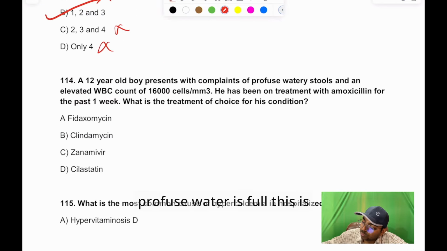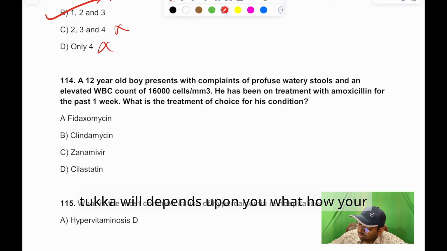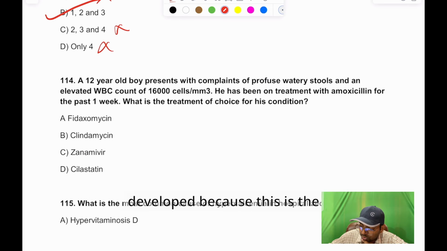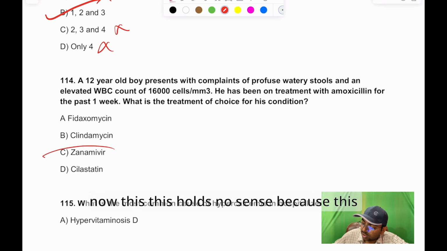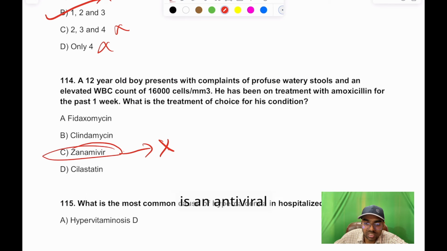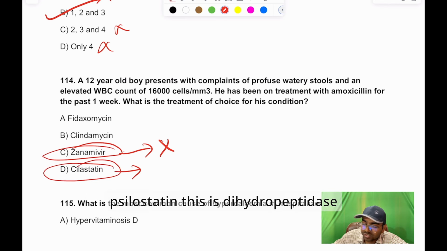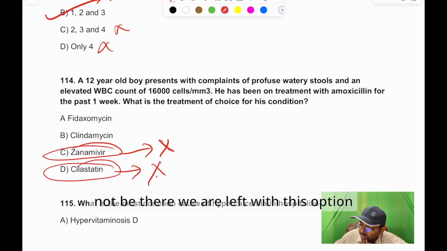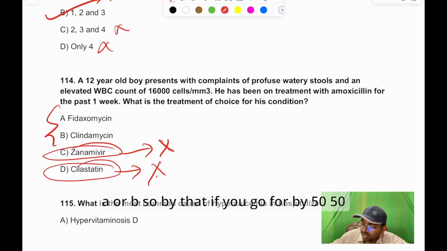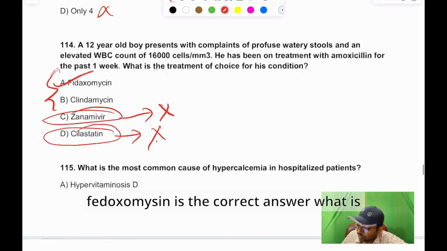Again, now profuse watery stool. See, in this, tukka will depend upon how your intuition is developed, because this is a case of pseudomembranous enterocolitis. Now this option holds no sense, because this is an antiviral. Cilastatin is a dehydropeptidase inhibitor and all, that is given along with the beta lactam class of drugs. So again this would not be there. We are left with option A or B. So if you go by 50-50, fidaxomicin is the correct answer.